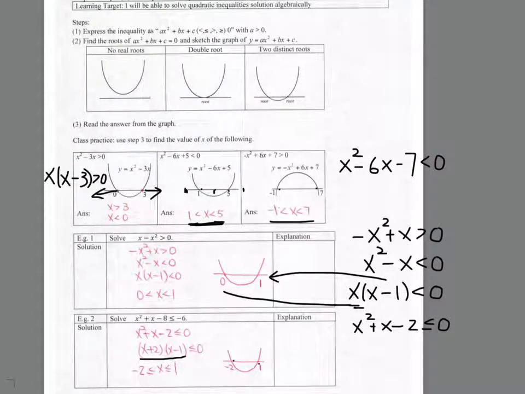Again, how do I figure out these numbers? Pick a point to test it. What's a good number in between 1 and negative 2? I would assume you would pick 0. Go ahead and test 0. Is 0 squared plus 0 minus 8 less than or equal to negative 6? Is this true or false? Negative 8 is indeed less than negative 6, so I know the solution is going to be correct.